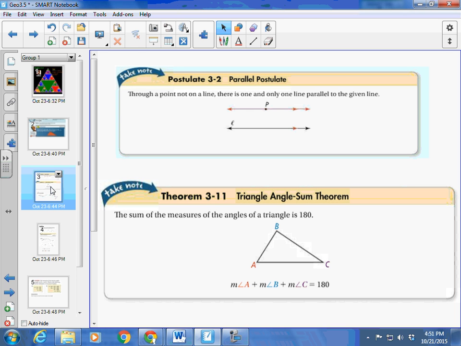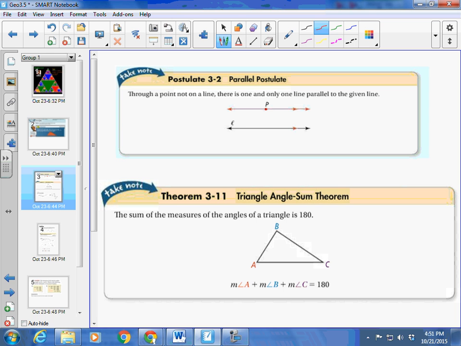But the first postulate, the second postulate for the chapter, can go on your theorem sheet. It's called the parallel postulate. It says through a point not on a line, so if we have our line L and a point not on our line, point P, there is one and only one line parallel to the given line.